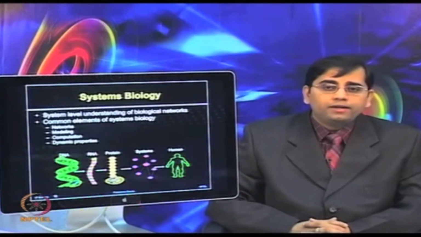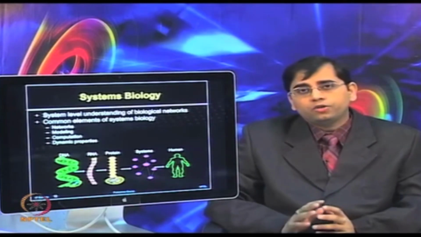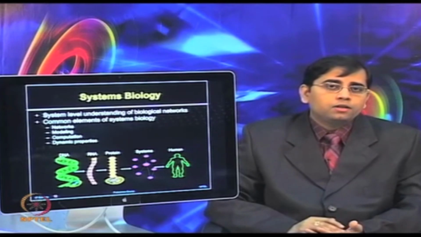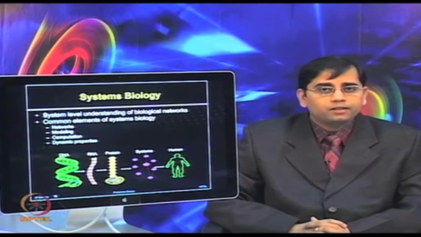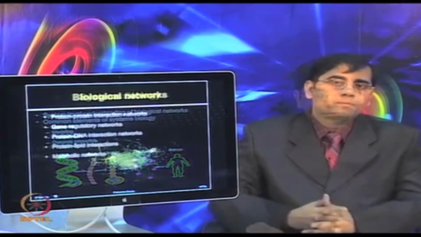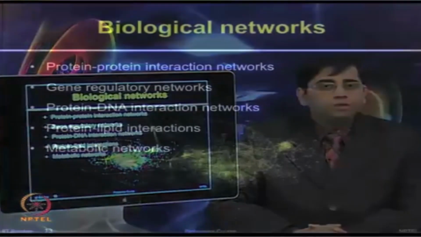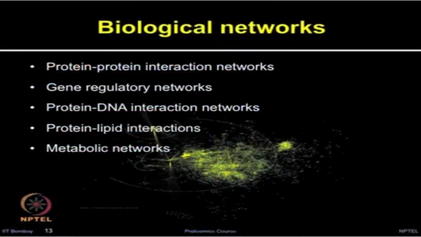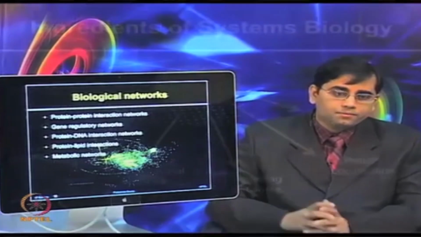These networks provide insights which cannot be analyzed from the isolated components of the system. The common elements of systems biology include networks, modeling, computation and dynamic properties. The different types of biological networks are protein-protein interaction networks, gene regulatory networks, protein and DNA interaction networks, protein-lipid, protein and other biomolecule networks, and metabolic networks.